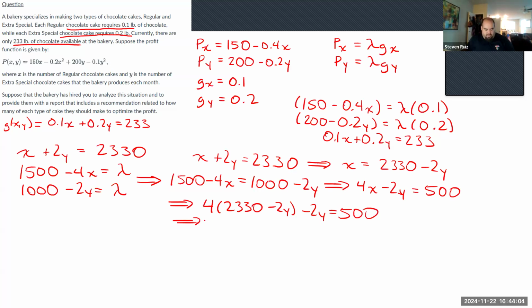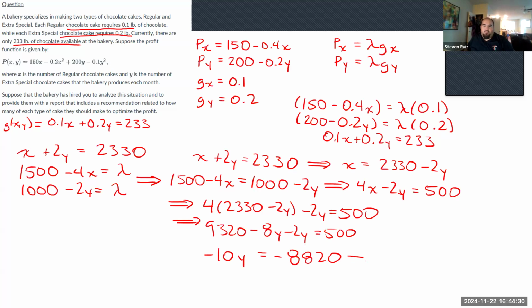What is 4 times 2,330? 9,320. minus 8y minus 2y equals 500. So minus 10y equals minus 8,820. So y equals, I don't believe this at all, 882. I don't think y can equal 882.